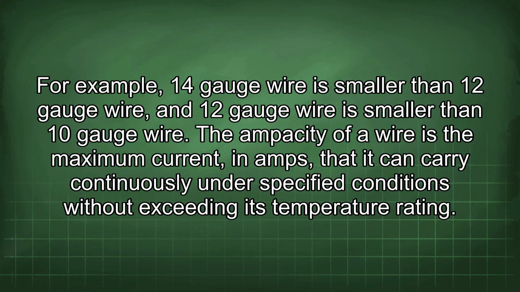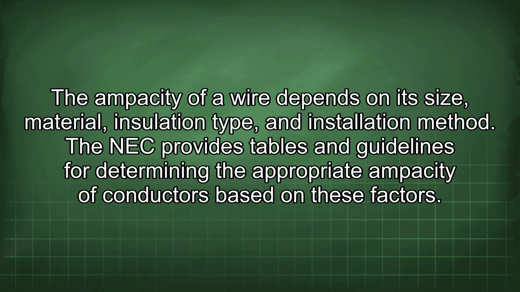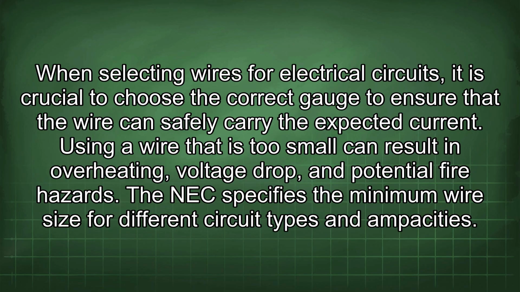The ampacity of a wire is the maximum current, in amps, that it can carry continuously under specified conditions without exceeding its temperature rating. The ampacity of a wire depends on its size, material, insulation type, and installation method. The NEC provides tables and guidelines for determining the appropriate ampacity of conductors based on these factors. When selecting wires for electrical circuits, it is crucial to choose the correct gauge to ensure that the wire can safely carry the expected current.